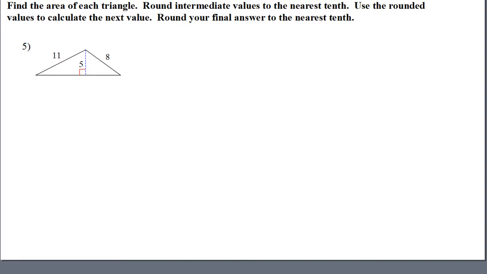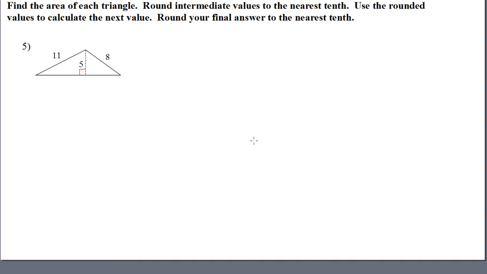All that really means is whenever we get a radical or a square root value, enter it into the calculator and round to the nearest tenth. So let's get started. If you notice in our diagram, we have two right triangles, the one on the left and the one on the right.